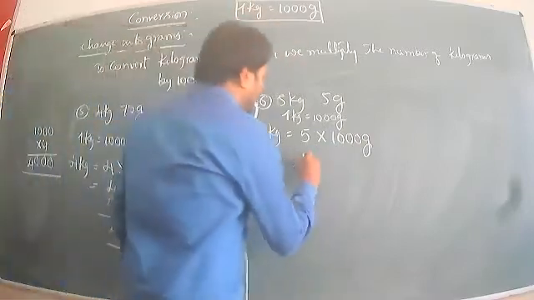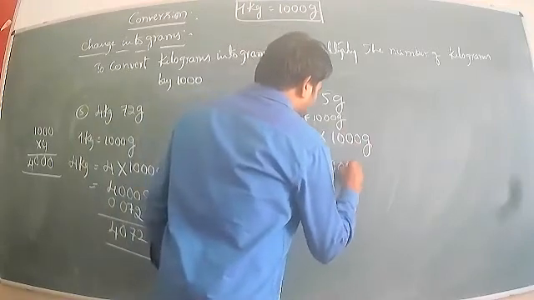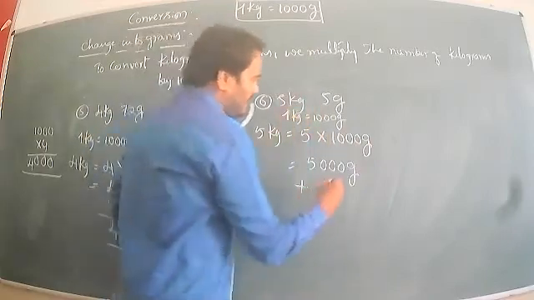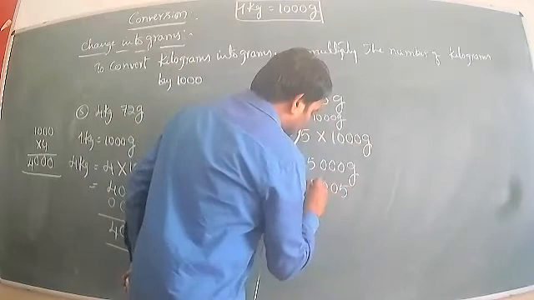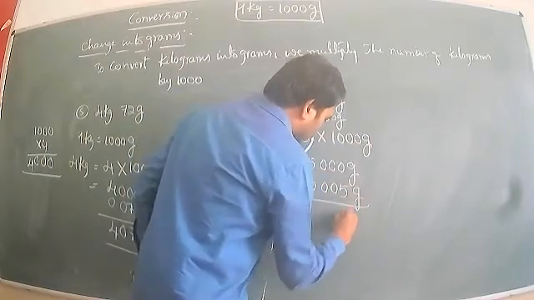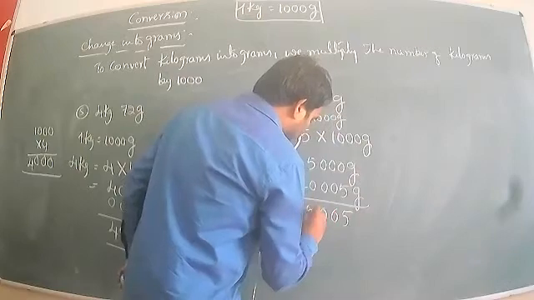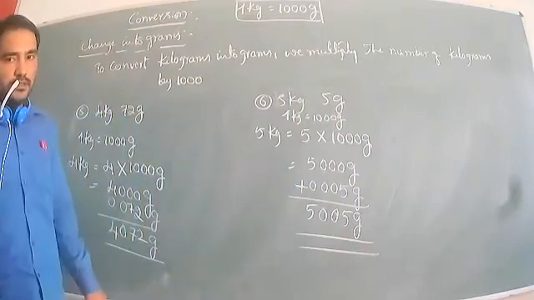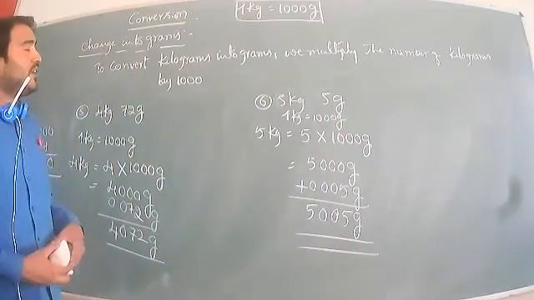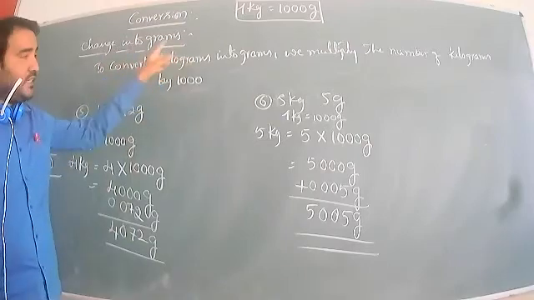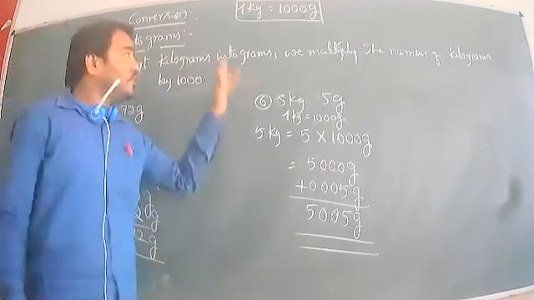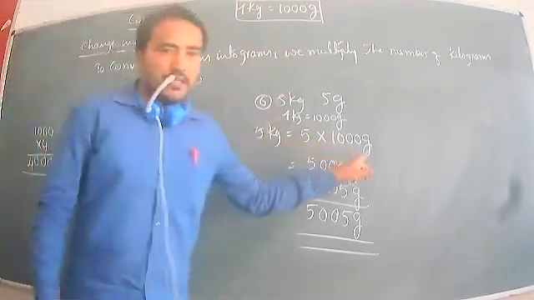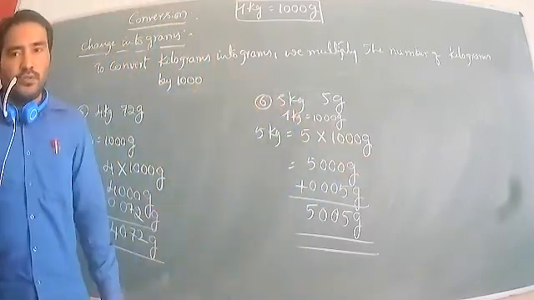Now 5 into 1000 is 5000 grams, plus the remaining grams has to be added. It is the ones place. Where do we add in the ones place? Yes, here 5. The remaining ones place and tens place are all 0. 5, 0, 0, 5. 5005 grams. This is the answer. I hope all of you are clear. Change into grams means to convert kilograms into grams, we multiply the number of kilograms by 1000.